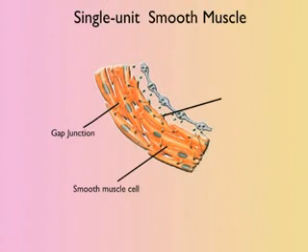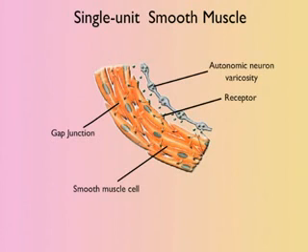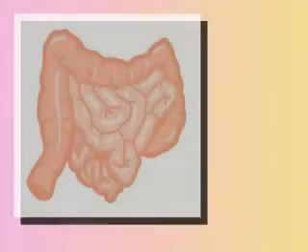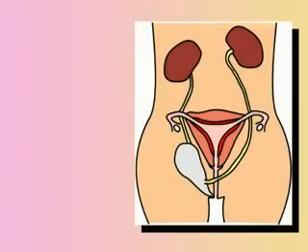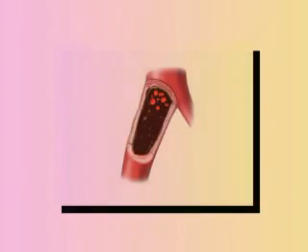On the other hand, unitary smooth muscle means that a whole mass of hundreds to millions of muscle fibers contract together as a single unit. These fibers are usually aggregated into sheets or bundles, and their cell membranes are adherent to one another at multiple points so that the force generated by one muscle fiber can be transmitted to the next. This type is found in the walls of the gut, bile ducts, ureters, uterus, and many blood vessels.